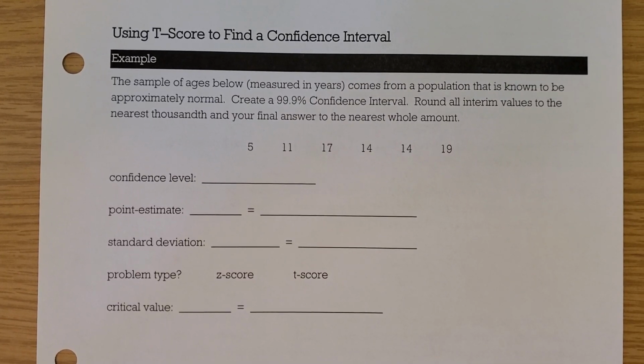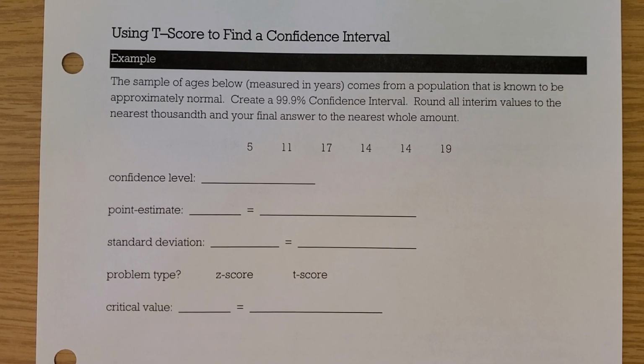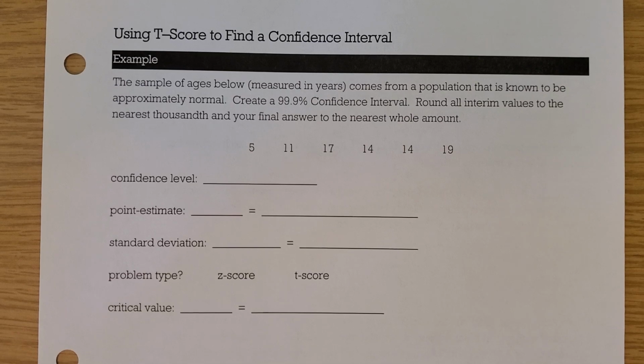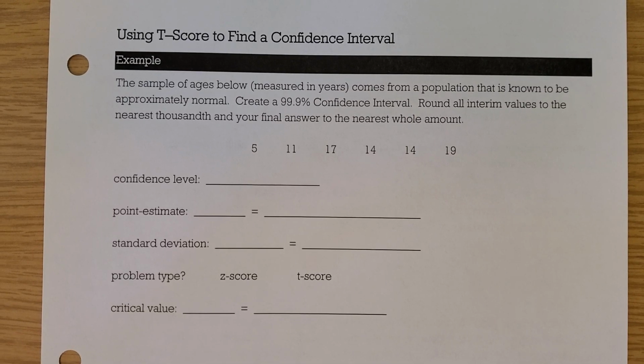Hi everybody, I'm Professor Rad, and today we're going to talk about how you can use a t-score to find a confidence interval. In the last video, we used a critical value of a z-score because the population standard deviation was known. In this video, the population standard deviation is not known, so we'll have to use a t-score.